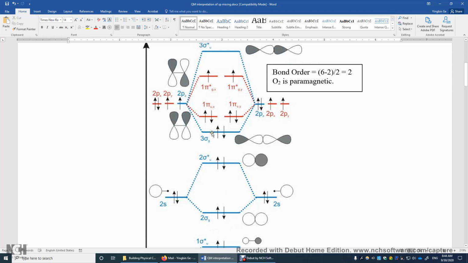Look, when I move this 3 sigma g here, this is above the 1 pi u orbitals. And that's why in B2, C2, N2, you have these 2 degenerate 1 pi u orbitals sitting below the 3 sigma g. Okay, again, this is because the gap between the 2s orbital and the 2pz orbital is so small in carbon 2, boron 2, and nitrogen 2.